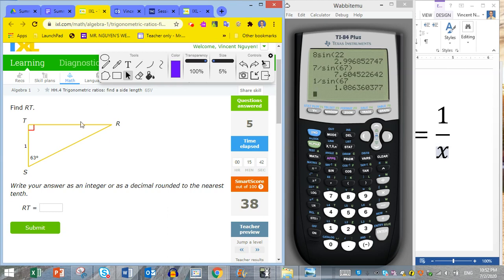Okay, let's look at this one. What are we looking for? We are looking for RT. You'll probably be watching this and wondering, what is he doing? RT is opposite, okay? And 1 is given to me, which is adjacent. So in this example, I don't need the hypotenuse at all, right? So I'm going to be using opposite and adjacent.